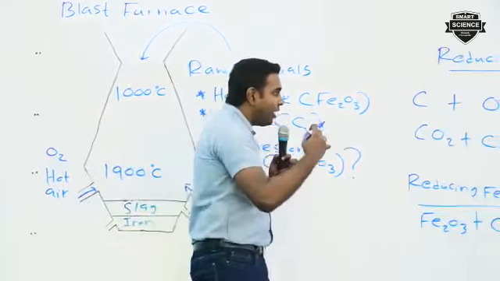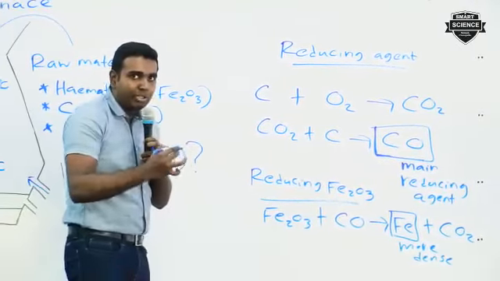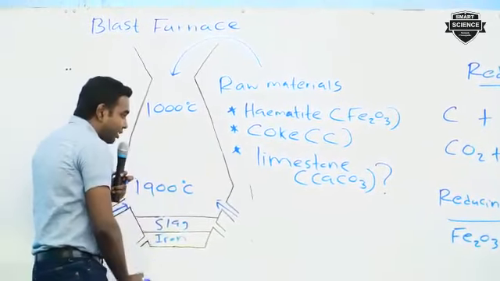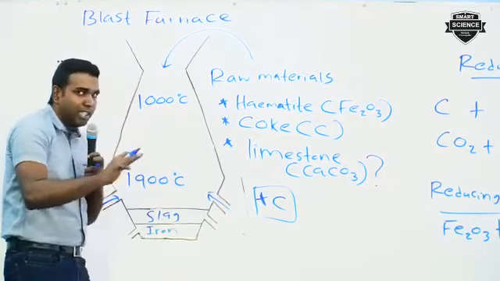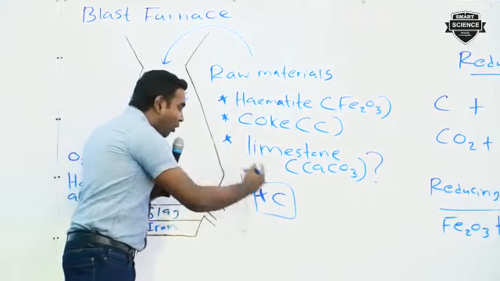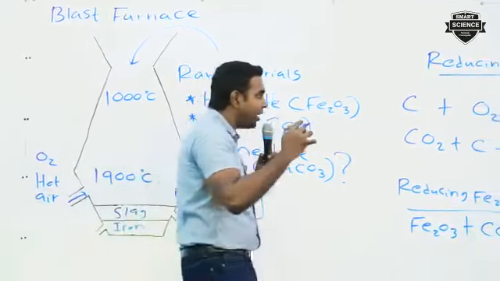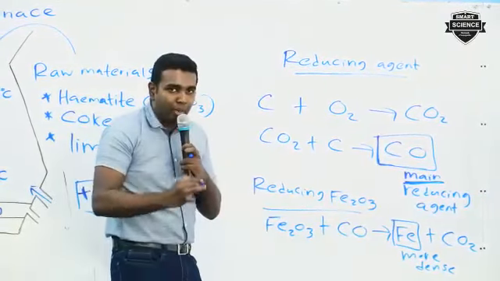In the blast furnace, carbon monoxide acts as the main reducing agent. But at the bottom of the blast furnace, carbon can also act as the reducing agent. But the main reducing agent in the blast furnace is carbon monoxide.